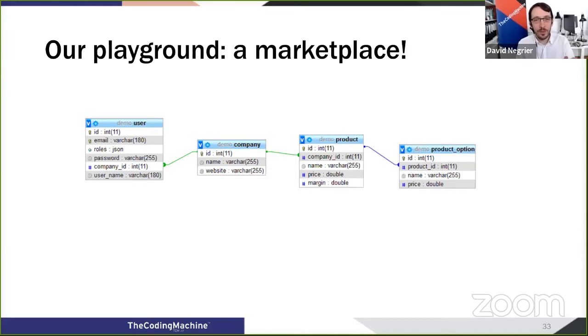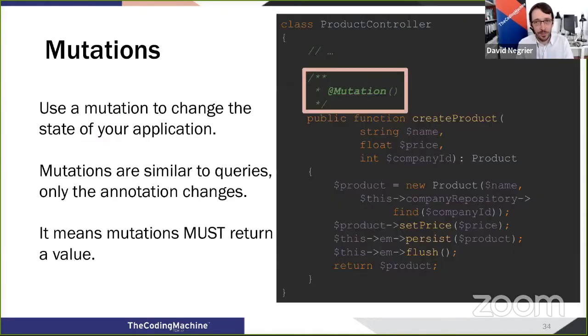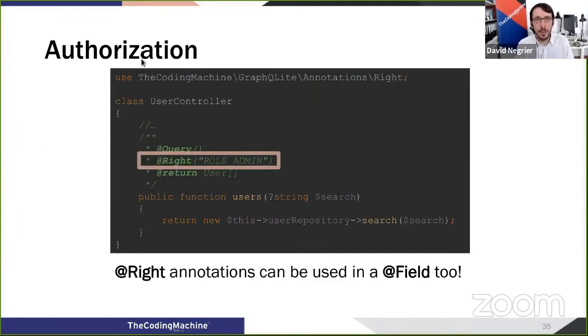I will be presenting you very quickly a few additional features. For instance, if you want to create a mutation, you have a Mutation annotation that can be used to create a mutation. It works exactly the same as the Query annotation works. There is built-in support for authentication and authorization that is plugged into your favorite framework, Laravel, Symfony, whatever. But basically, if you are using the Right annotation and passing the name of a right, well, then this query will be visible only if the user that is currently logged in has this right.